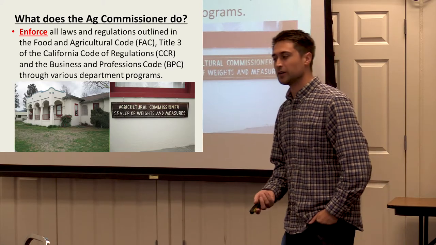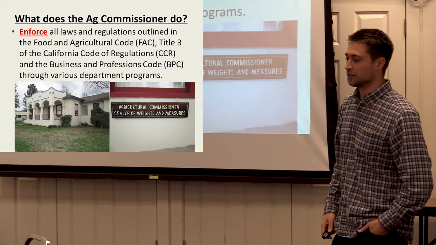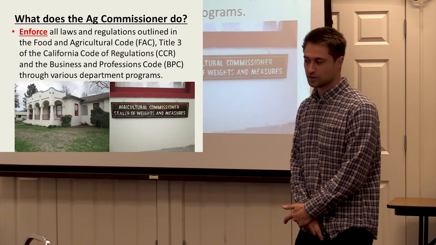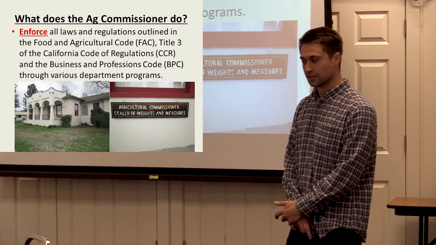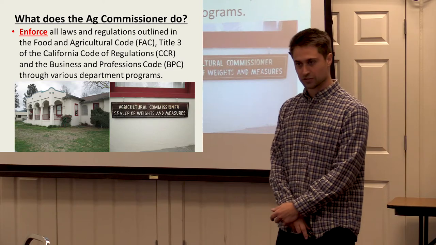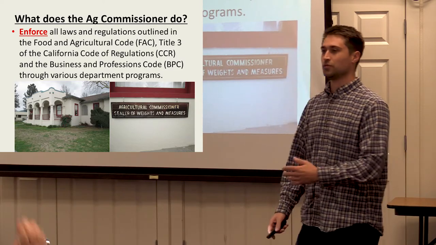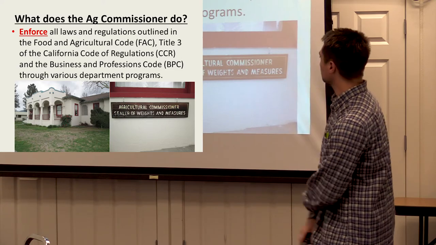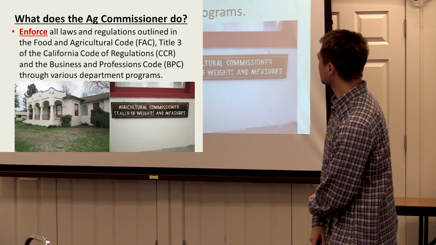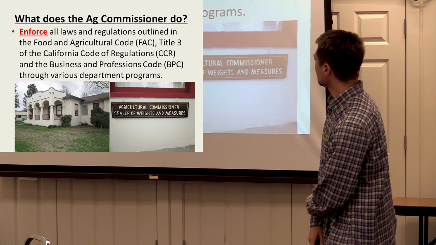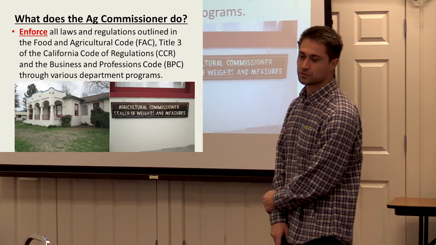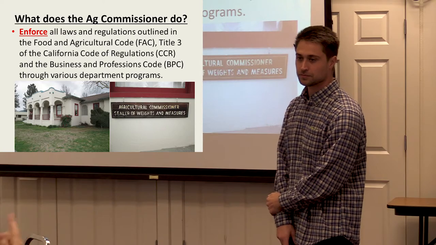So what do we do? In a nutshell, we enforce all the laws and regs outlined in the Food and Ag Code and the Code of Regulations and the Business and Professions Code. So I have a question about that. Is cannabis the only business and profession code, or is there another agricultural crop that it falls under? No. So the other thing we regulate in the Business and Professions Code is the weights and measures.